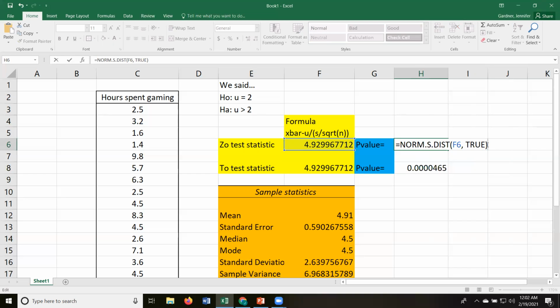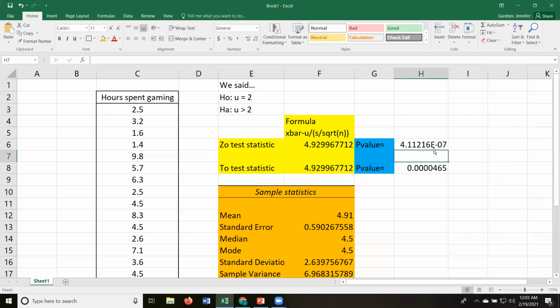But that's for left-tailed. To get right-tailed, we're going to say 1 minus this. If you were doing left-tailed, you leave it like it is. If you're doing right-tailed, you're going to want to do 1 minus. So we're going to do 1 minus this number. Now we have 1 minus the standard normal distribution with our test statistic and the word true. So it's a cumulative so that it gets us the p-value. And I'm going to hit enter.